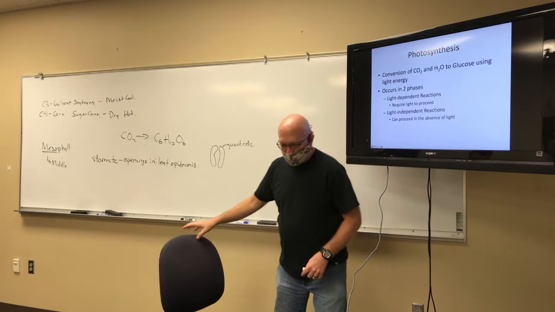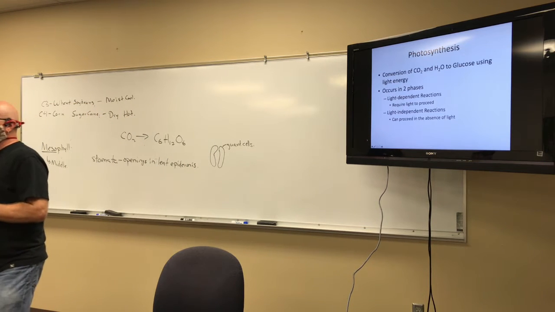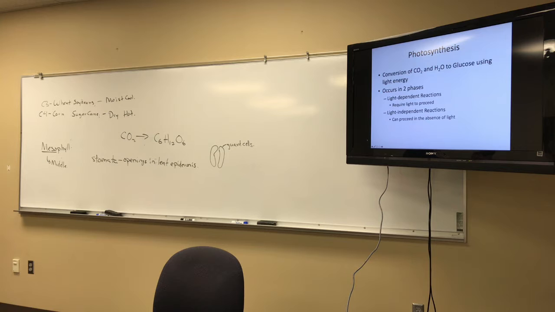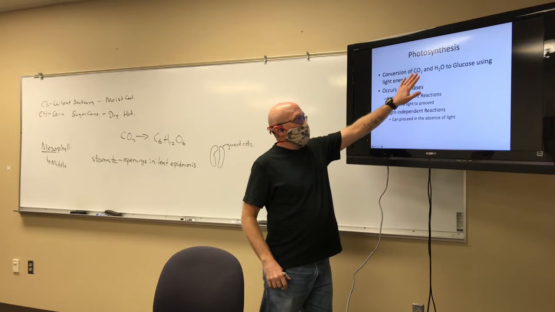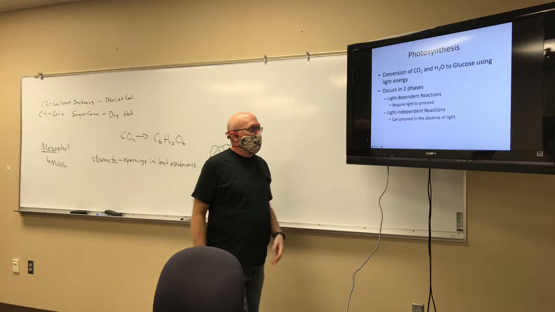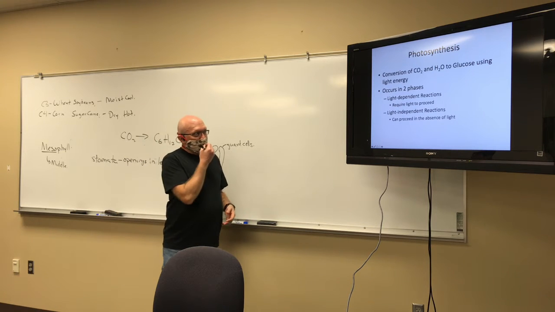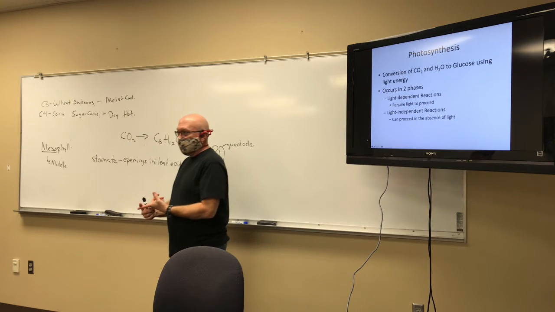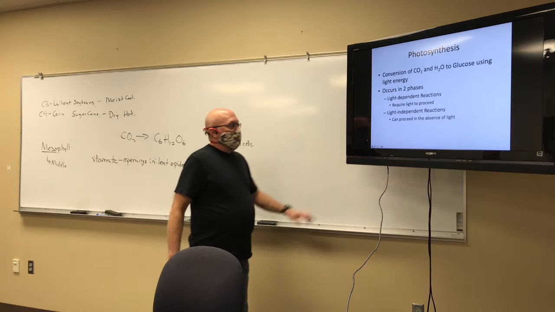So, good. Photosynthesis is basically the conversion of light energy to chemical energy, and it's done by plants for the most part. It takes carbon dioxide and water and turns it into glucose, and it uses energy from the sun or your grow lights in your basement or whatever. It occurs in two phases. There's the light-dependent reactions that require the presence of light. And then there are these light-independent reactions. They used to be called the dark reactions, but they occur in both light and dark, so we refer to them as just reactions that are independent of light because they can proceed in the absence of light.